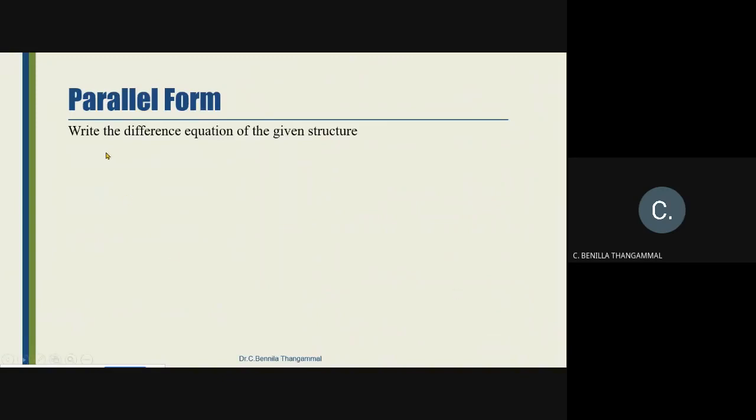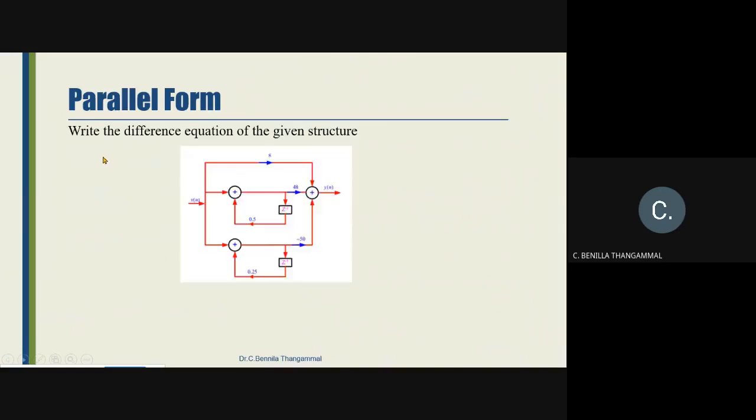And now we can see how to get the difference equation by seeing the structure for the parallel form. So this is called a parallel form. This is going to be the constant. This is your H1 of z and this is your H2 of z, which are placed one behind the other in a parallel fashion here. Right? So how to write the transfer function for this one?